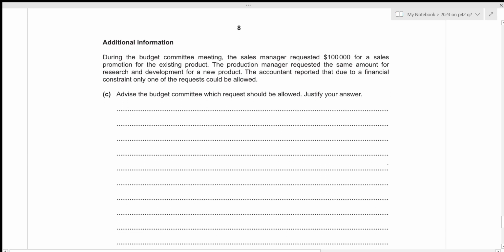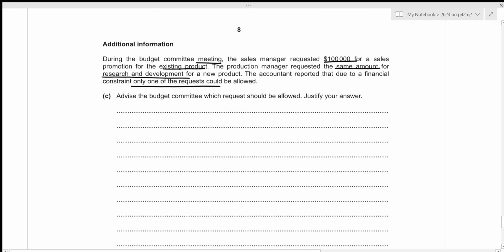Now we're given additional information. During the budget committee meeting, the sales manager requested 100,000 for sales promotion for the existing product, and the production manager requested the same amount for research and development for a new product. The accountant reported that due to a financial constraint, only one of the requests could be allowed. We now need to advise the budget committee which request should be allowed. So the first request is to provide 100,000 for a sales promotion for an existing product, and the second request is to provide 100,000 for research and development for a new product.